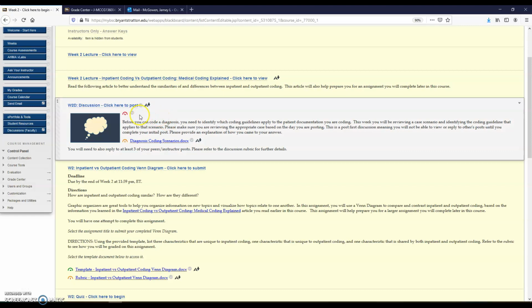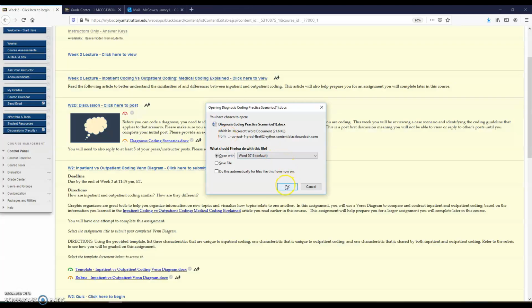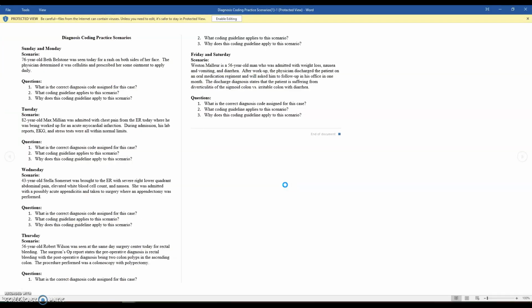The first thing I want to talk about is the discussion. Please make sure you pay attention to what day you are posting your initial post on, because that will dictate what scenario you need to actually code and use a coding guideline to support it. So you can see here if you're posting on Sunday or Monday, you're going to use the first scenario, Tuesday, the second, and so on and so forth.